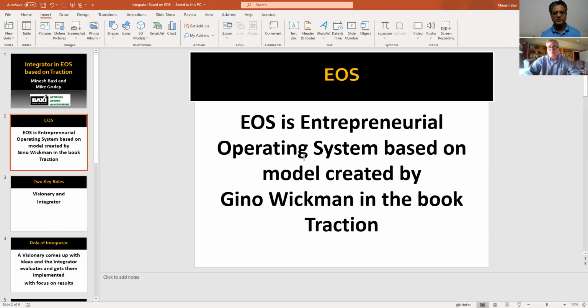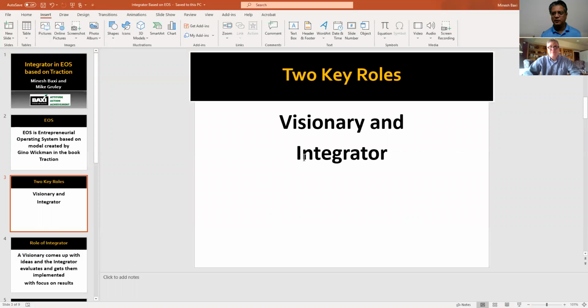Well, that's good. Thank you. I appreciate it. So here are the 2 key roles. Do you want to quickly tell people what the key roles are?